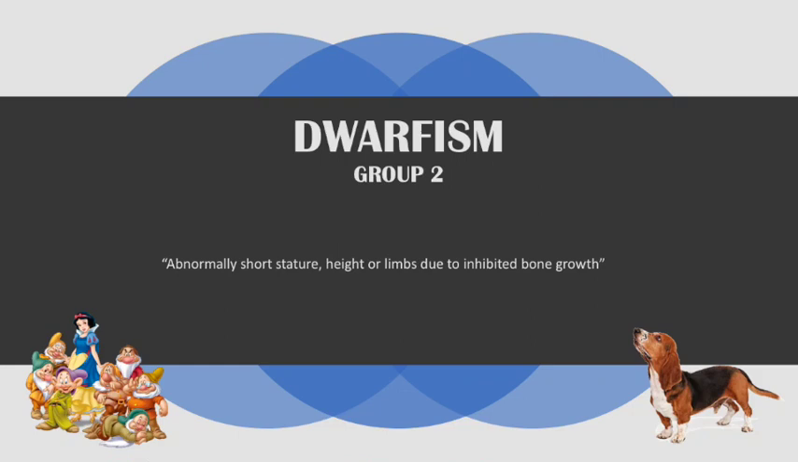Dwarfism, a disease that is widely discussed throughout history and that many of our four-legged friends have. But what actually is it, and how is it selectively bred for? Dwarfism is defined as an abnormally short stature, height, or limbs due to inhibited bone growth. It usually arises from an inherited or sporadic genetic mutation, but can also be a result of a hormone deficiency, syndrome, and many other medical issues.